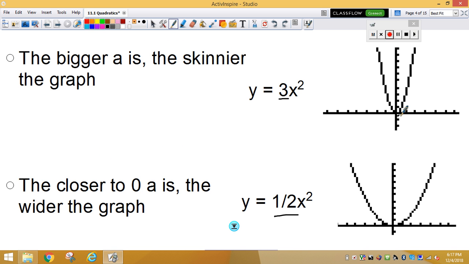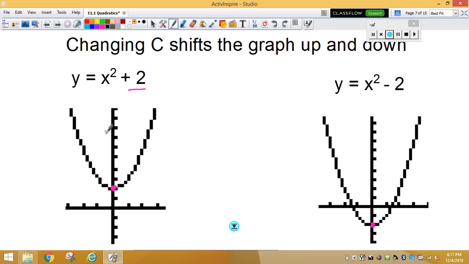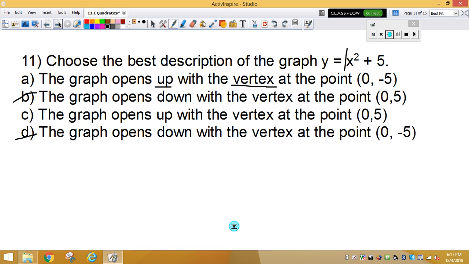Here's my vertex here, the very bottom. Here's my vertex at the very bottom. Try more graphs. Yep, this is my vertex. This at 2, that's my vertex. Here at -2, that's my vertex. So that's my vertex. That's what that term means.